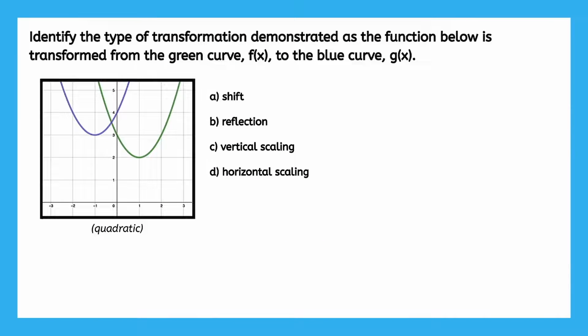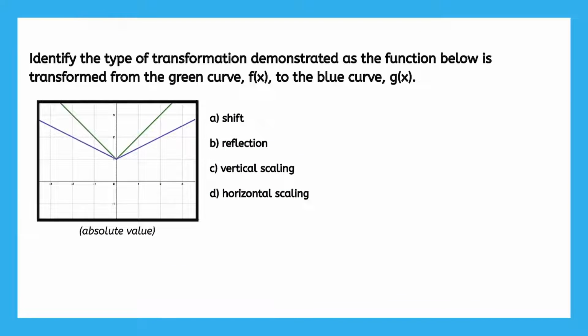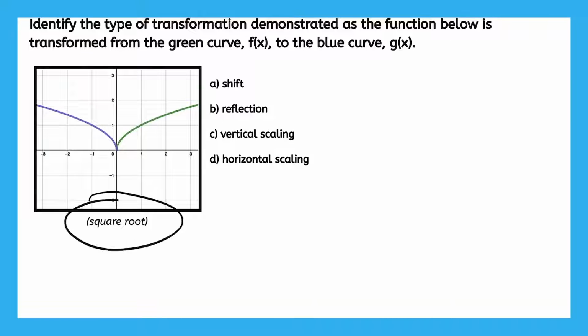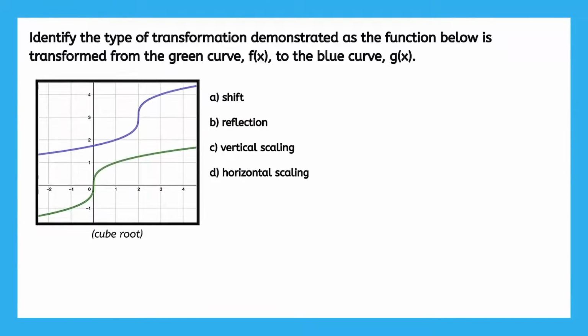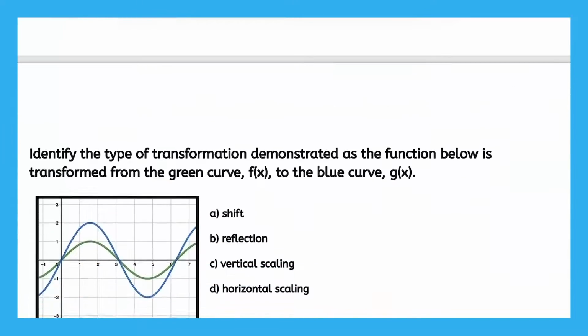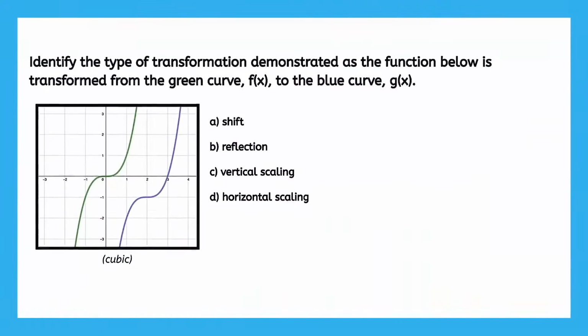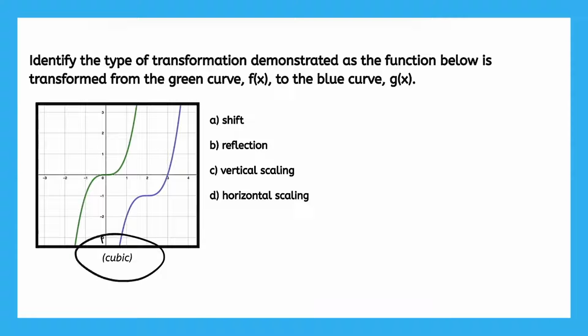Although you don't need to know the name of each of these types of functions in order to answer the questions, I decided to tell you just as my little gift of knowledge to you. This first type of curve that we're looking at is a quadratic. The next one is an absolute value function. After that, we'll look at a square root function. Then a cube root function. Then a trigonometric function, in this case a sine curve. And lastly, a cubic function.